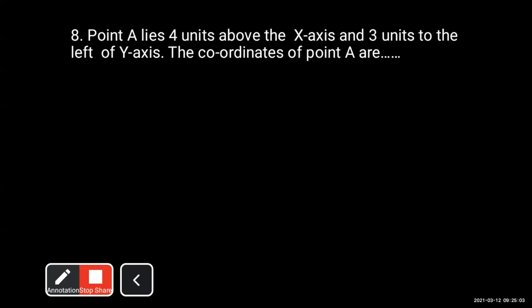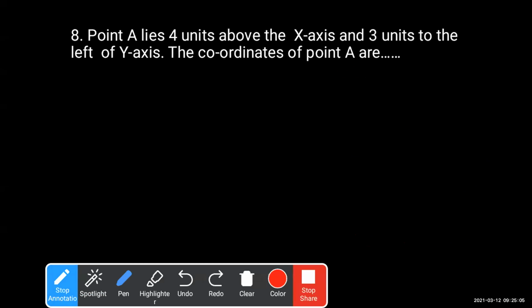Next one. Now somewhat these questions will be different. Point A lies 4 units above the x-axis and 3 units to the left of the y-axis. The coordinates of point A are. Now, what is this question? See here.